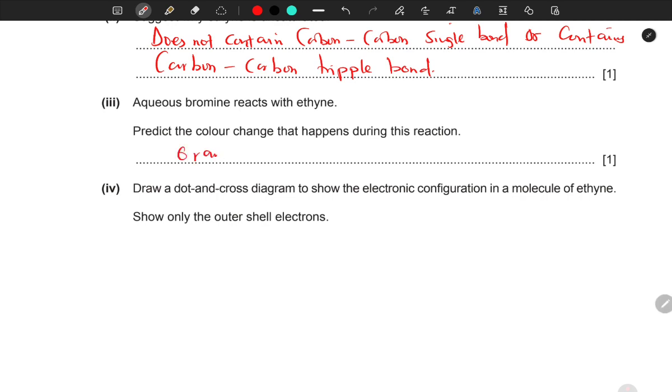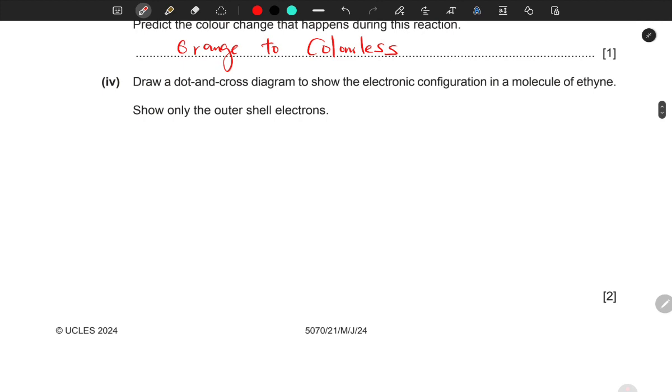So it's orange to colorless. Draw a dot and cross diagram to show the electronic configuration in a molecule of ethane. Show only the outer shell electrons. Now ethane, they are drawing it like this. So there are two carbons and two hydrogens. That's how we are going to do it.